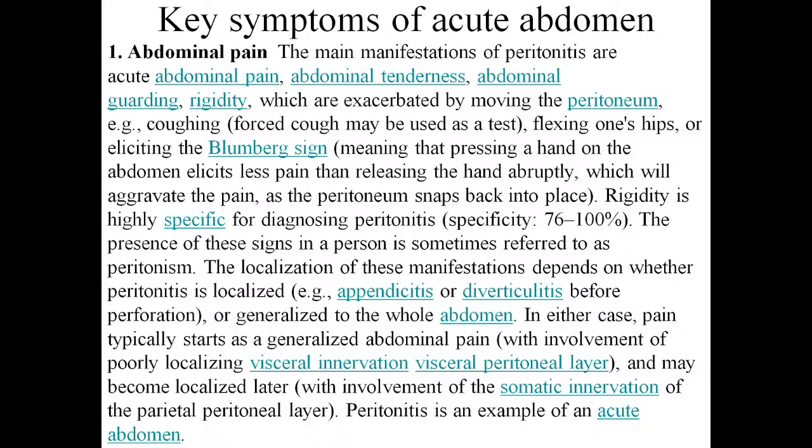Okay, let's explain it orally. What is the Blumberg sign? It means that pressing a hand on the abdomen elicits less pain than releasing the hand abruptly. When we remove the hand, the pain is greater. When we press with the hand, the patient feels pain, but less than when we remove the hand. It's called the Blumberg sign.